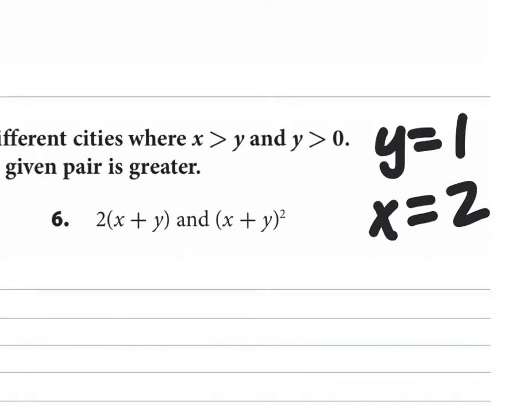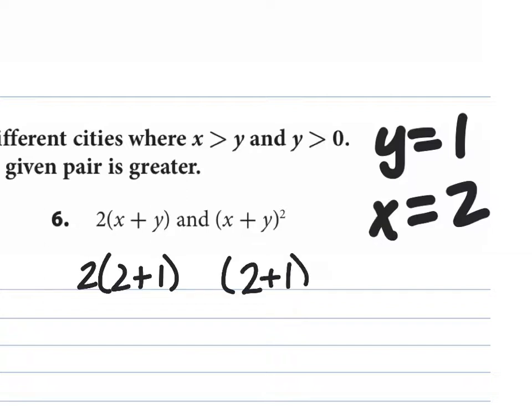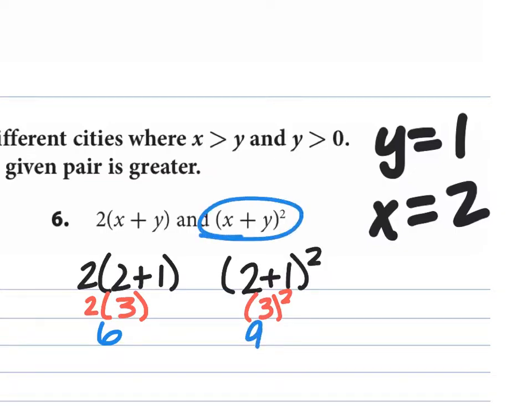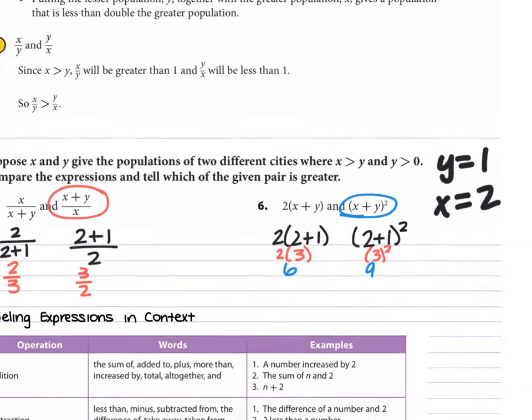For 6, we're doing the same thing. So x is 2, y is 1. So 2 times 2 plus 1 and 2 plus 1 squared. So 2 plus 1 is 3, so 2 times 3 is 6, and 2 plus 1 again is 3, and 3 squared is 9. So the x plus y squared is greater.